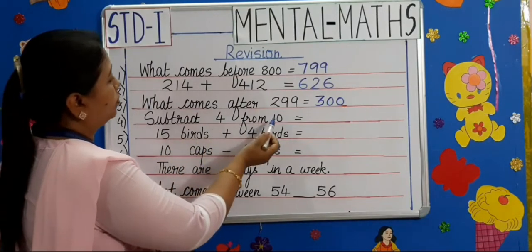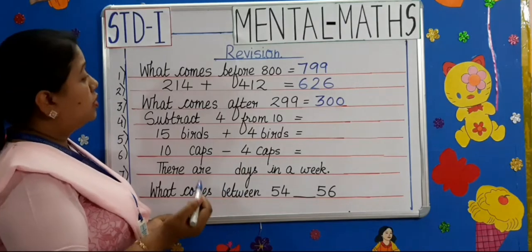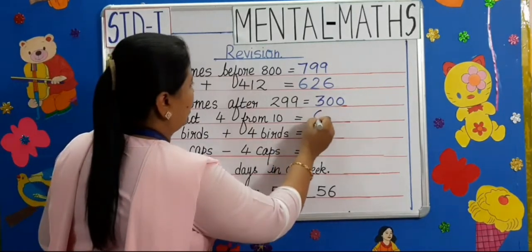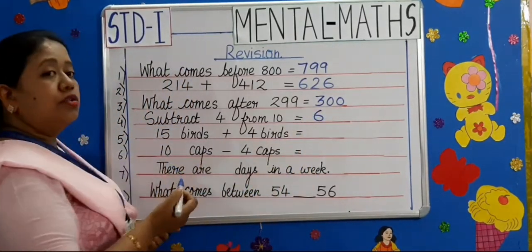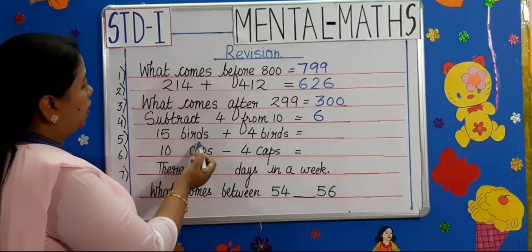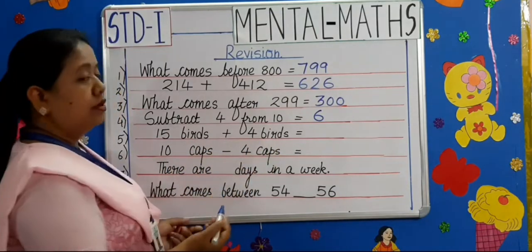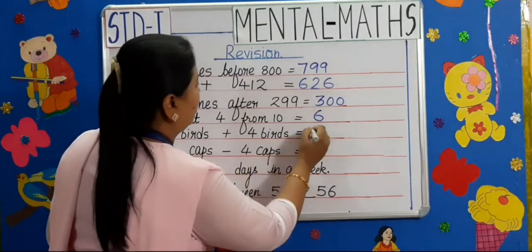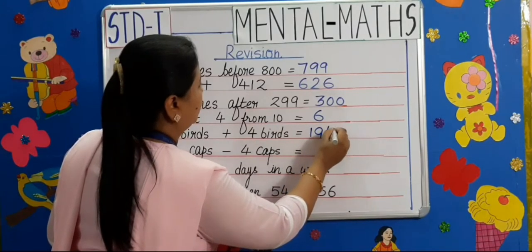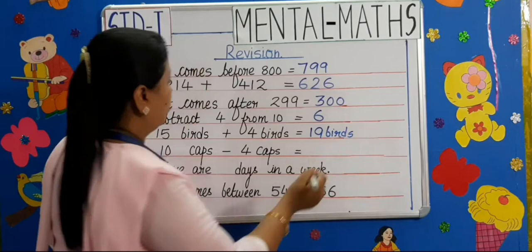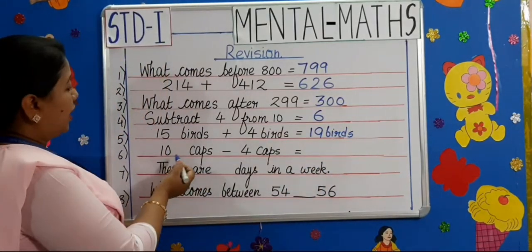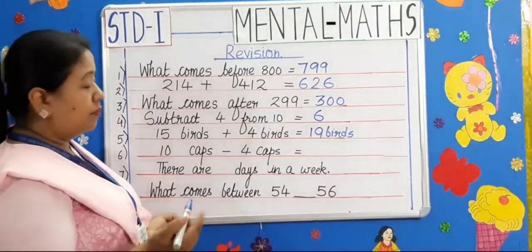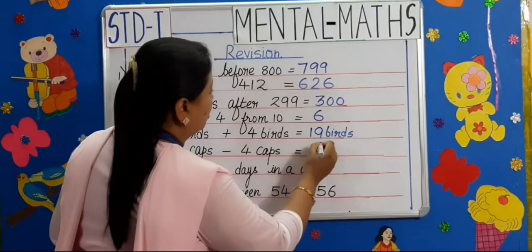Subtract 4 from 10. We have to do subtraction. 10 minus 4 is? Yes, 6. Moving on to the fifth one. 15 birds plus 4 birds. Here we have to do addition. 15 plus 4 is 19 birds. So children, moving on to the next one. 10 caps minus 4 caps. Here we have to do subtraction. 10 minus 4 is 6 caps.